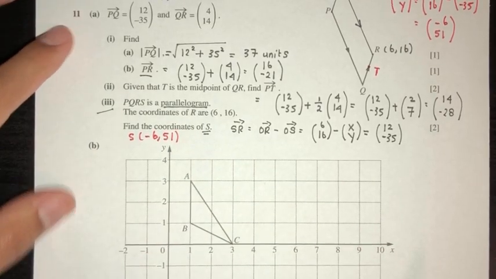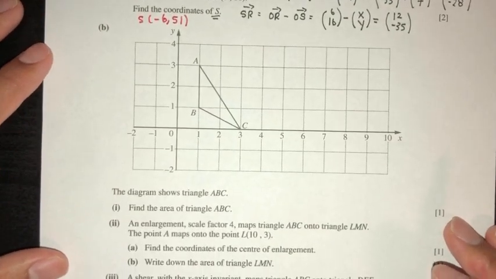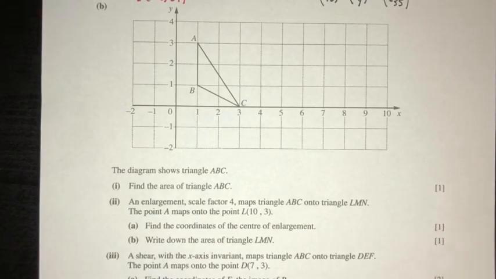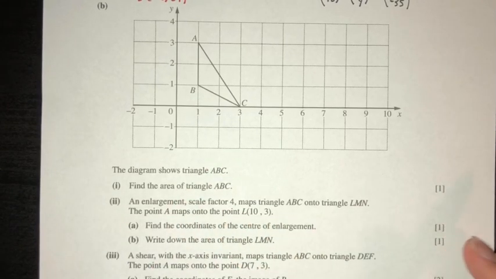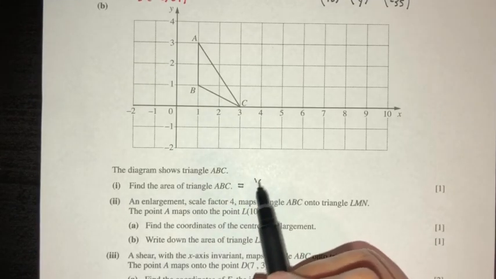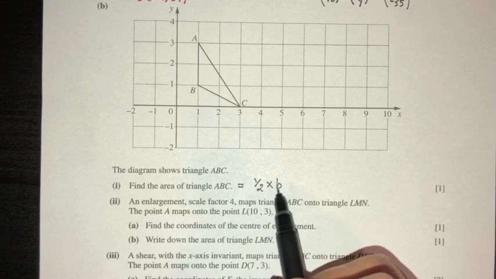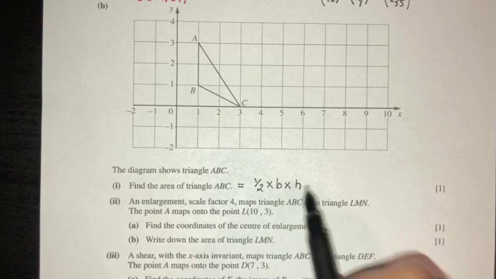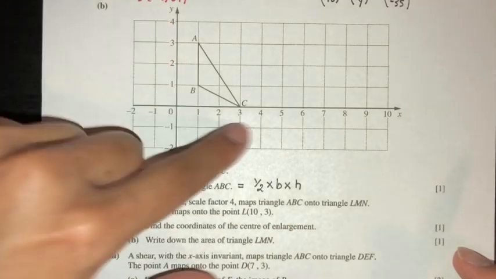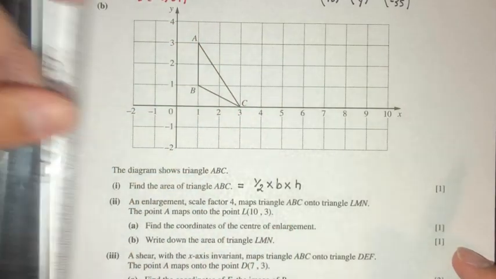That is for part A. Now let's move on to part B, for this transformation question. So here we have a triangle ABC. First question, we have to find the area of triangle ABC. Now, usually, how do you find the area of a triangle? We use half times base times the perpendicular height. So let's play with our diagram to see how we can do that.